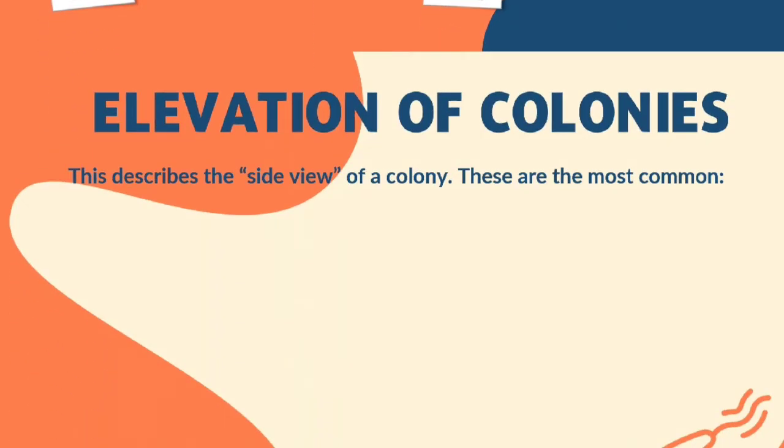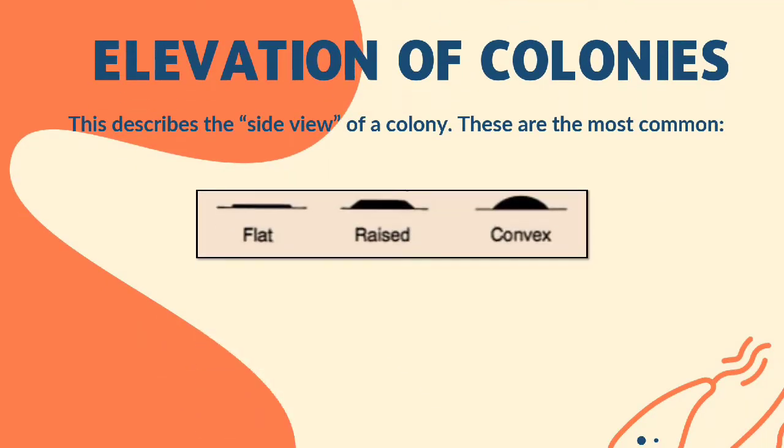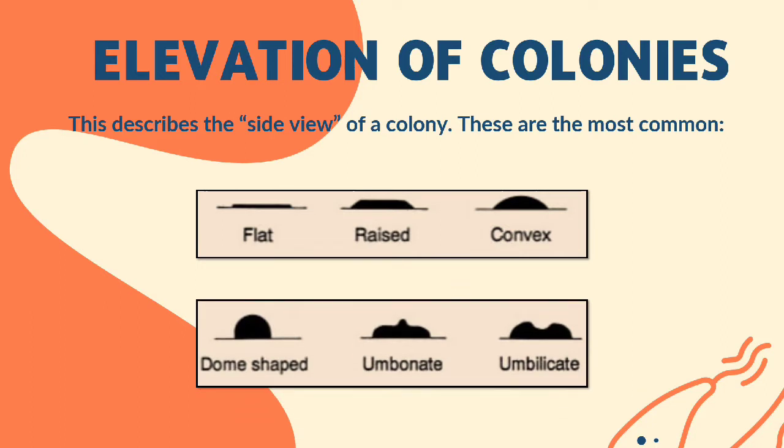Sixth, the elevation of colonies. This describes the side view of a colony, and these are the most common: flat, raised, convex, dome-shaped, umbonate, and umbilicate.